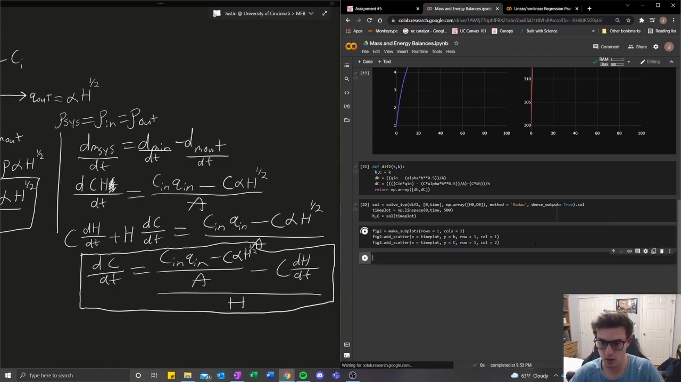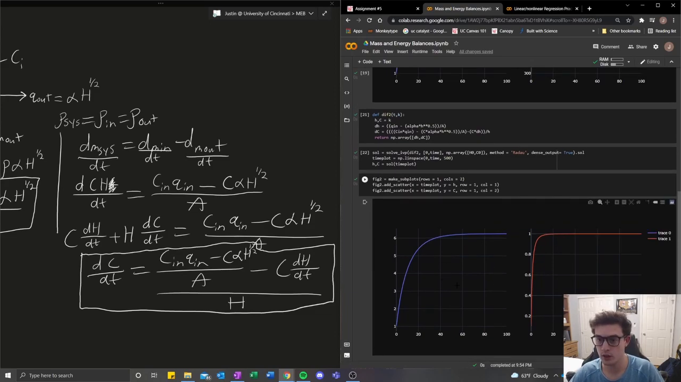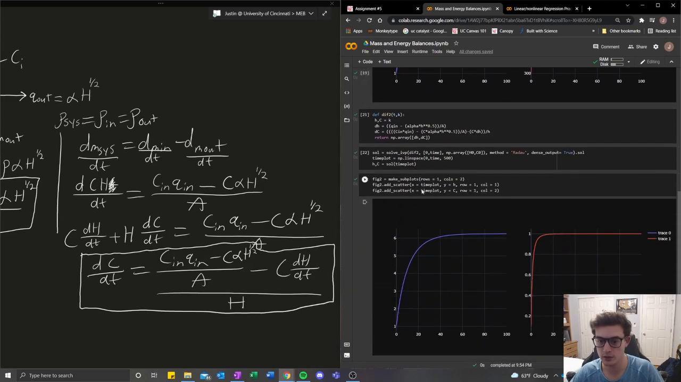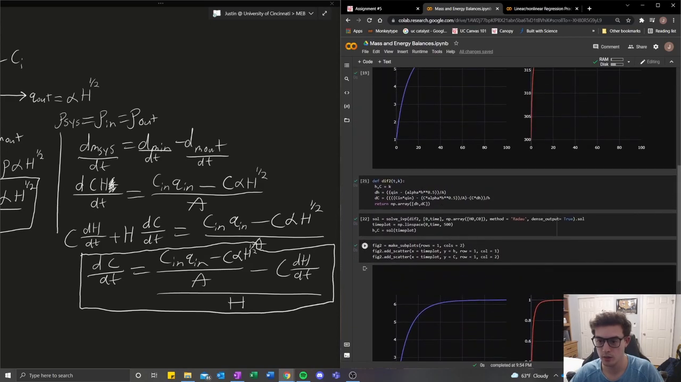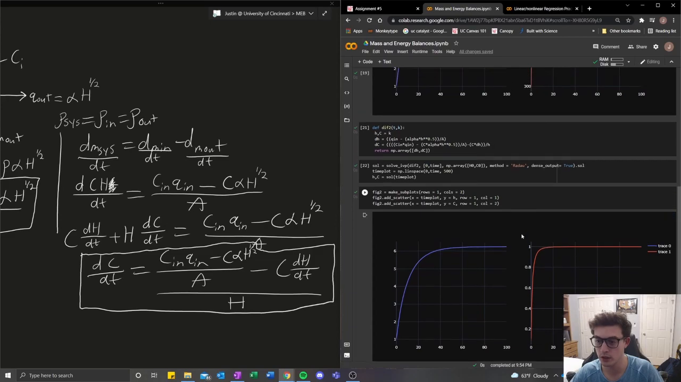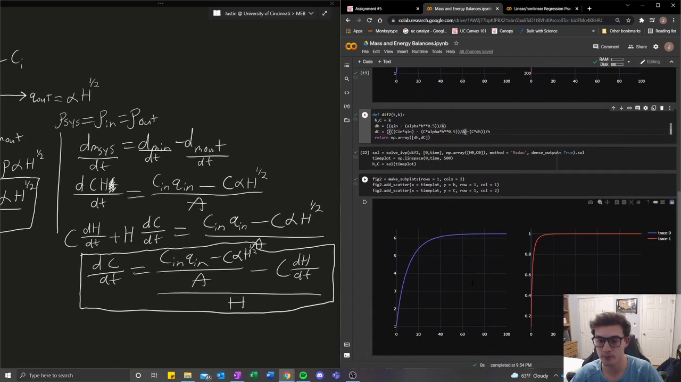So now that we do that, we see our plots, and you can see that this change in height plot is the same for both. And then you can see that this second plot here, since it's concentration, is going from 0 to 1, and here the temperature is going from 300, which was the initial temperature, to 320, or approaching 320, because that's the temperature of the water going in. So both of these graphs make sense, so we have our plots.